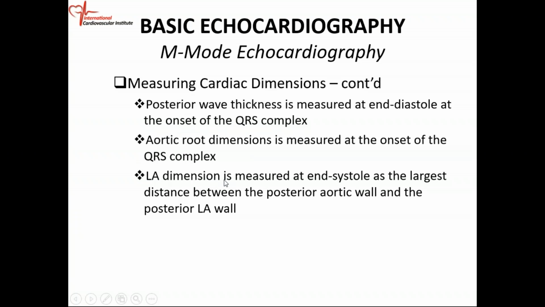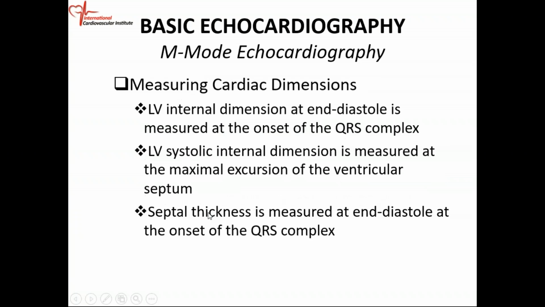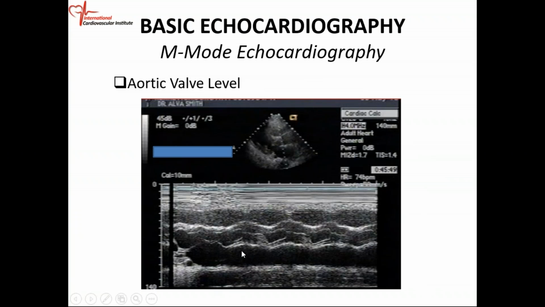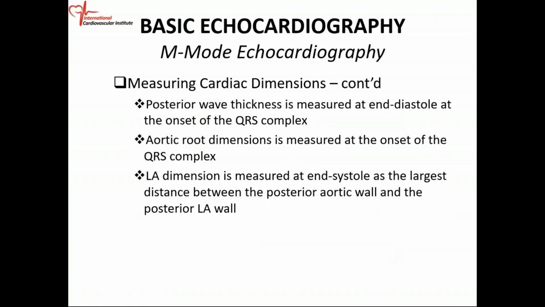The left atrial dimension, however, is measured at end systole, and you're looking for the largest distance between the posterior aortic wall and the posterior LA wall. So basically, you measure the largest separation in systole, from here to here. But when you're measuring the aortic root, it is at the onset of the QRS. So even when you're doing M-mode, you always have your ECG.